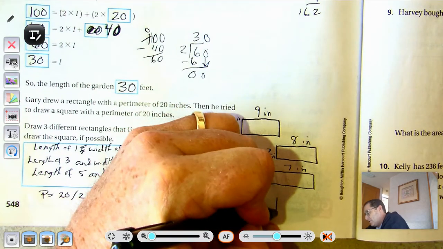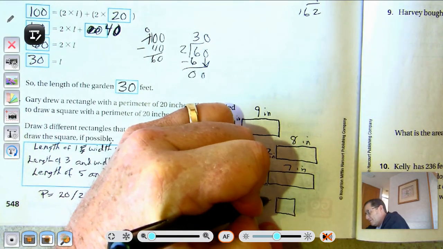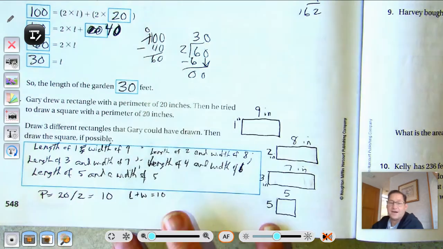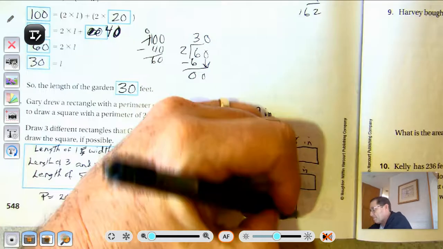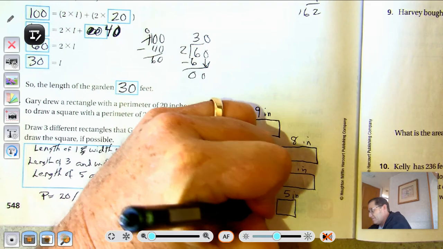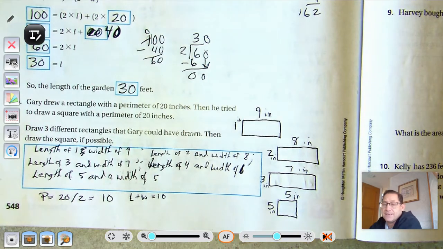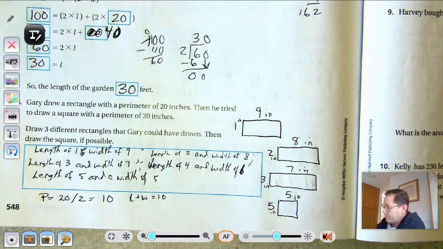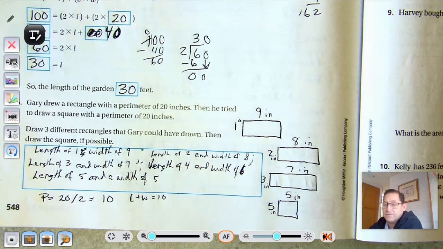And he can draw a square that is 5 by 5. 5 plus 5 is 10. 10 times 2 is 20. But remember, with a square, we can just go 5 times 4. 5 times 4 is 20.